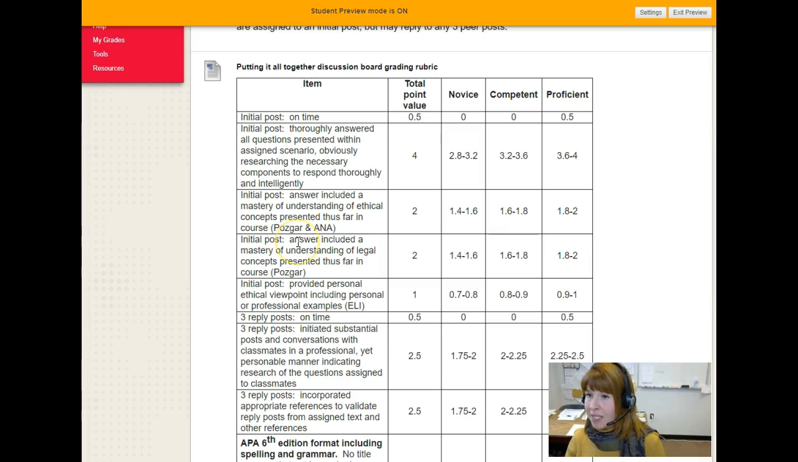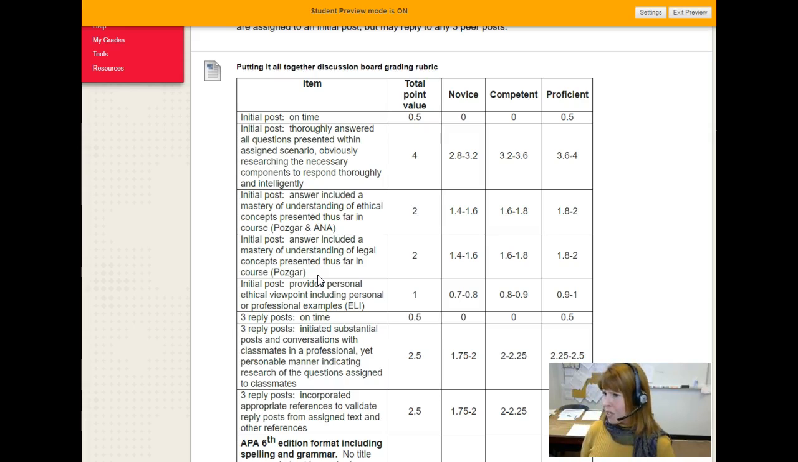Here is the element in the initial post that's most often missed by students. And again, I don't know why, but it often is neglected. The answer included a mastery of understanding of legal concepts presented thus far in the course, and that information is going to come probably from your textbook.